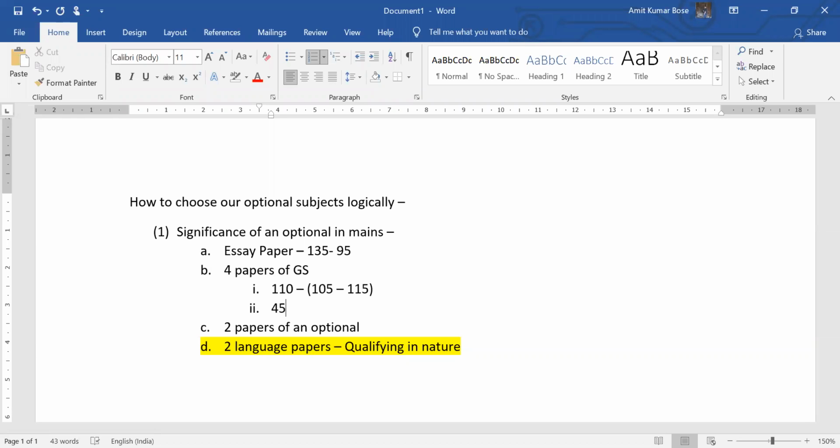Right? So, yes, in GS mains paper 2, we have seen quite often marks going down as low as 34, 45, these kind of marks. However, on an average, the marks remain something around 90 to 105. That's the average marks that one scores in this paper.